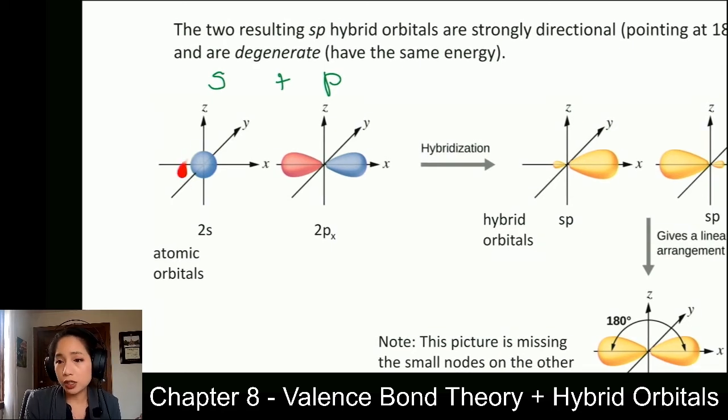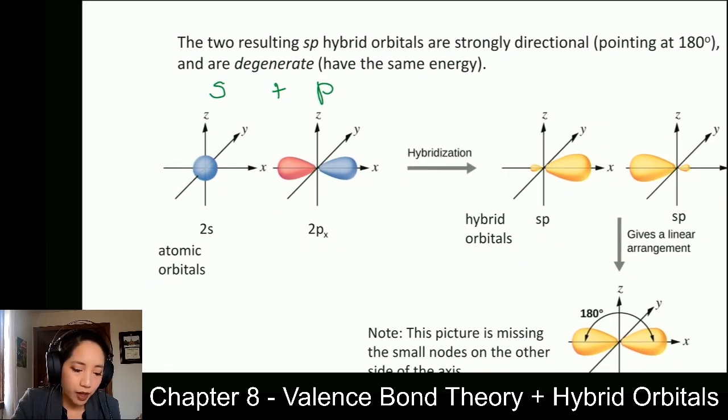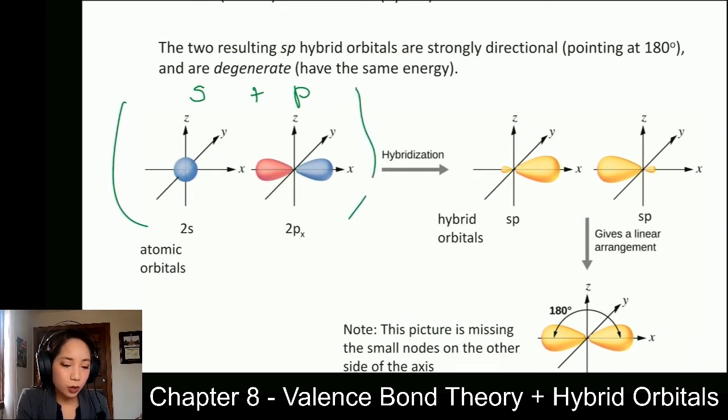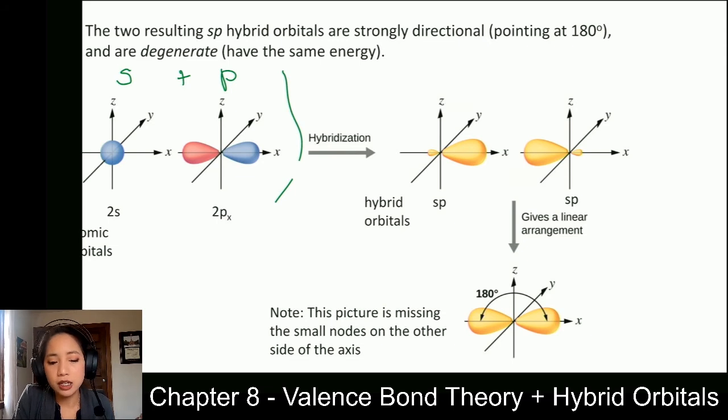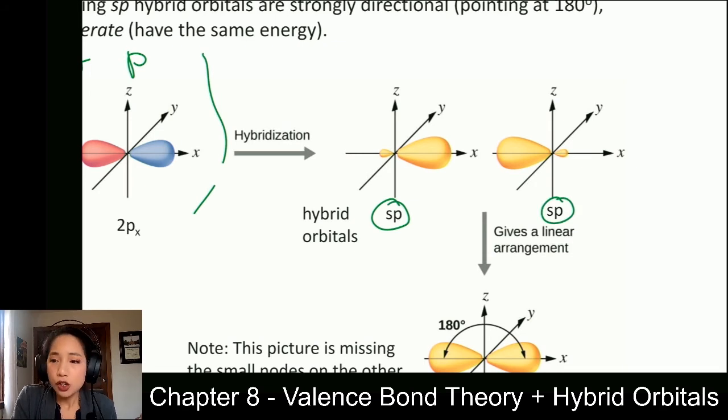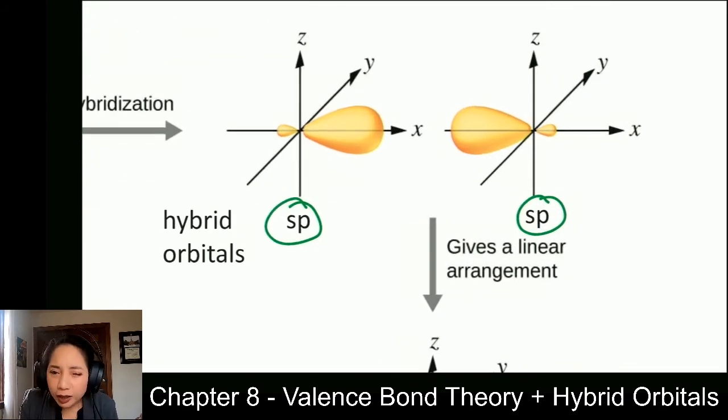We know that an s orbital is completely spherical, and a p orbital has two lobes with different phasing on either side. In this case, let's just say this is a px orbital. So let's just pick one of the orbitals in the p subshell. When we combine these two atomic orbitals, we get two hybrid orbitals out with a new shape. Mathematically, the linear combination of an s and a p orbital gives us these new shapes. These are our hybrid orbitals that are sp shaped. They look kind of like a p orbital, but with electron density mostly on one side.